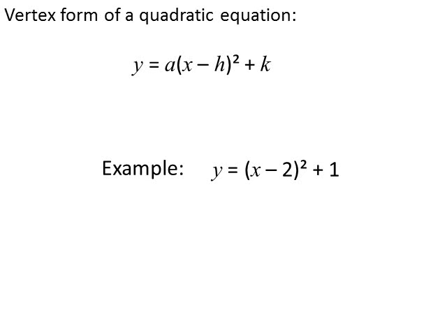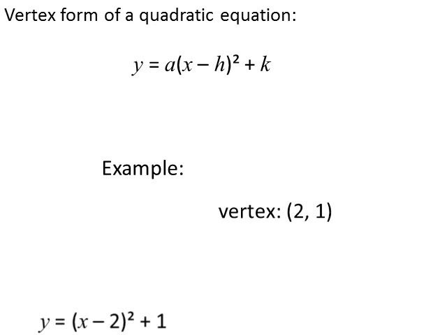So before we can do any of that, we have to understand what vertex form looks like. Where standard form looks like y equals ax squared plus bx plus c, vertex form is y equals a(x minus h) squared plus k. And the x minus h squared plus k is nice because it gives us the vertex right away. So if you take a look at this one, we have y equals (x minus 2) squared plus 1. The vertex for that is 2, 1. So in general, the vertex is h, k.